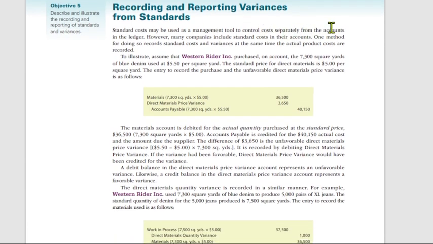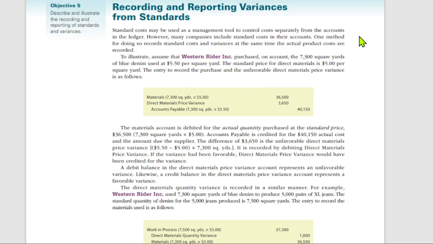Okay, recording and reporting variances from standards. Standard costs may be used as a management tool to control costs separately from the accounts in the ledger. However, many companies include standard costs in their accounts. One method for doing so records standard costs and variances at the same time the actual product costs are recorded. So some companies record the standard costs and variances para madaling makita.